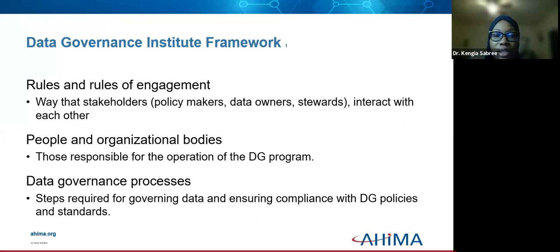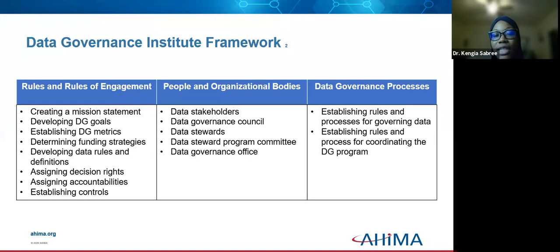So there are three different categories, right? The rules of engagement, and then the people in organizational bodies, those that are responsible for the operation of the data governance program. And then the data governance processes, which typically outline the steps required for governing data and ensuring compliance with data governance policies and standards. So this is what it looks like. Okay. Rules of engagement, people and organizational bodies who are responsible, and then the actual processes.